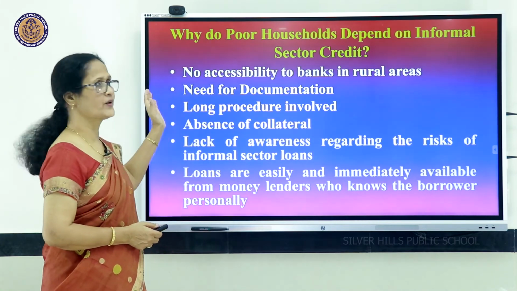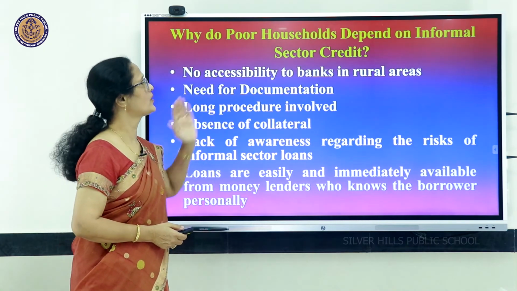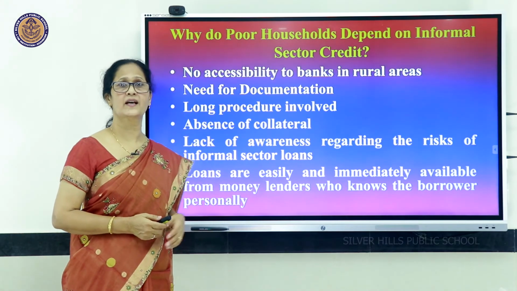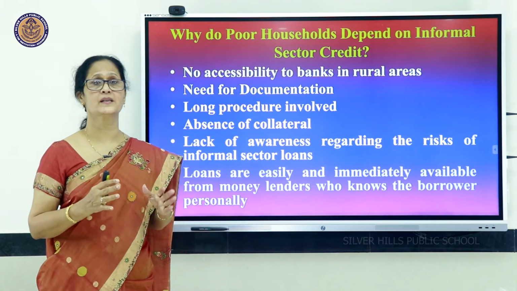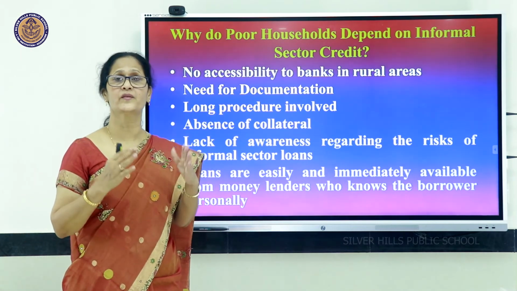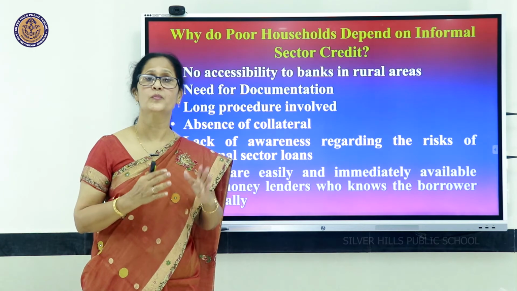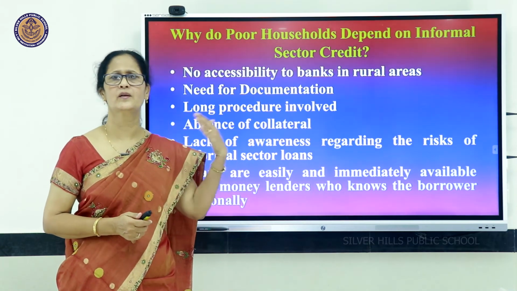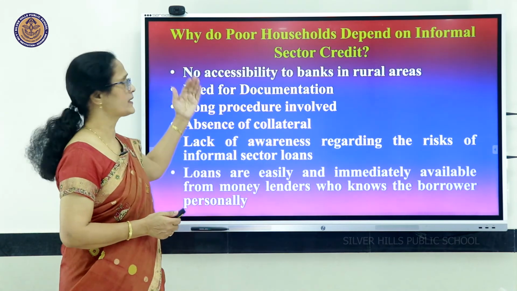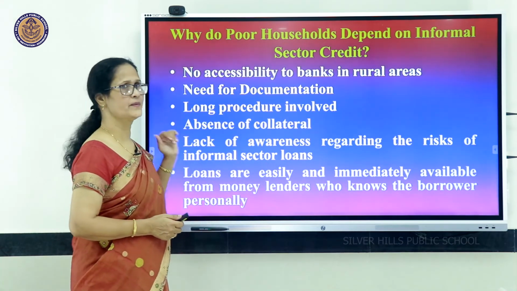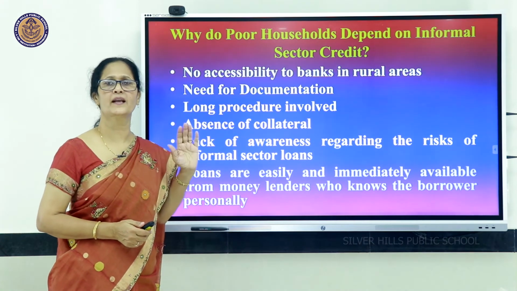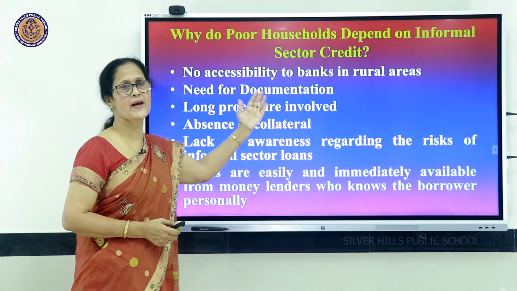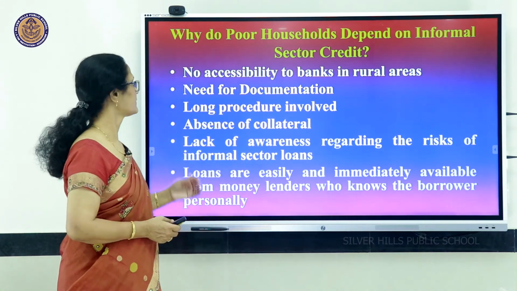Next topic and your question, why do poor households depend on informal sector credit? We saw in the last point that almost 85 to 90% of the poor people are still depending on informal sector. Why are they not going to the banks? Let us analyze. Firstly, many of the rural areas have no banks. No accessibility to banks in the rural areas.